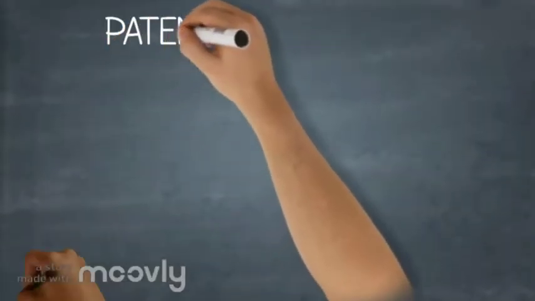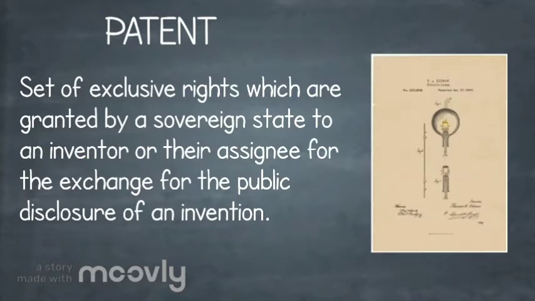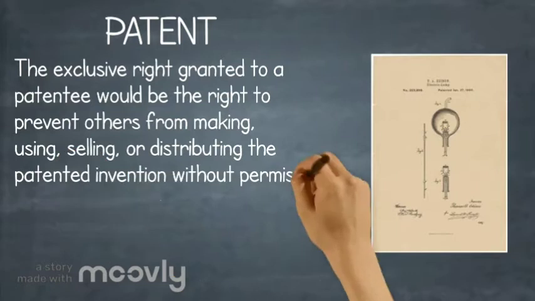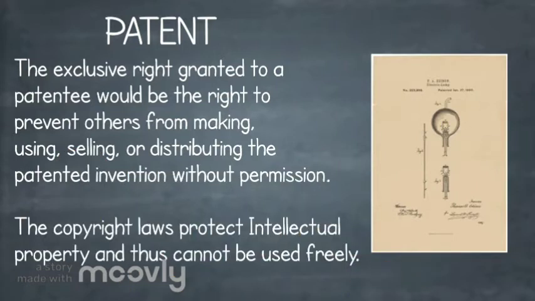A patent, in the form of intellectual property, is a set of exclusive rights granted by a sovereign state to an inventor or their assignee in exchange for the public disclosure of an invention. The exclusive right granted to a patentee is the right to prevent others from making, using, selling, or distributing the patented invention without permission. Copyright laws protect intellectual property and thus it cannot be used freely.